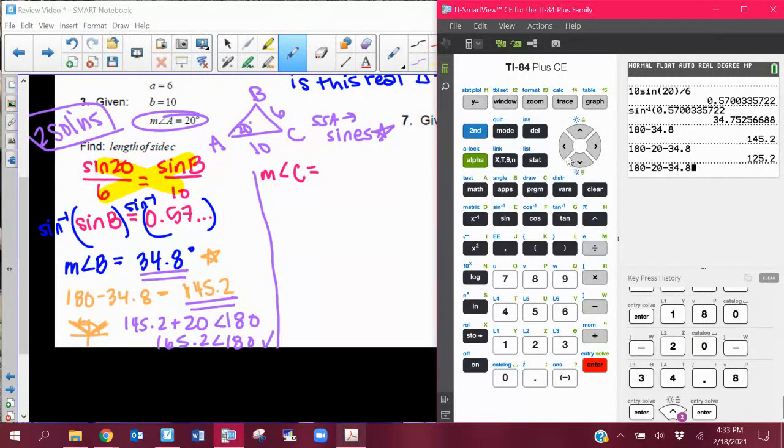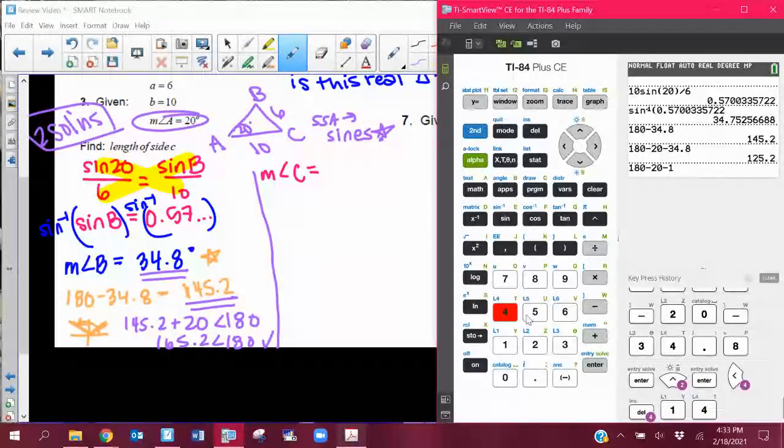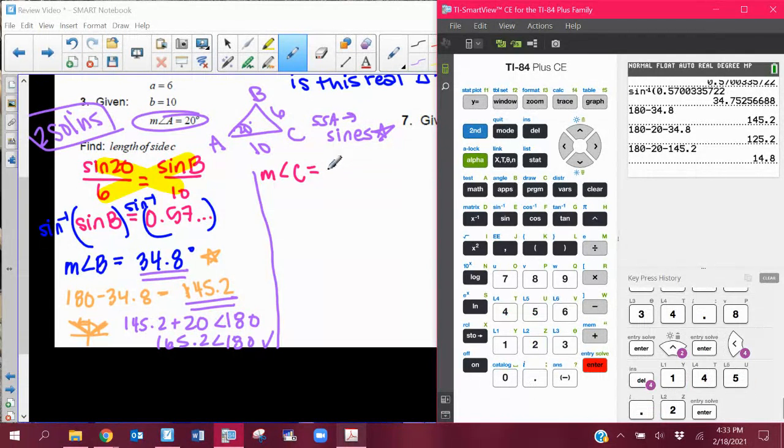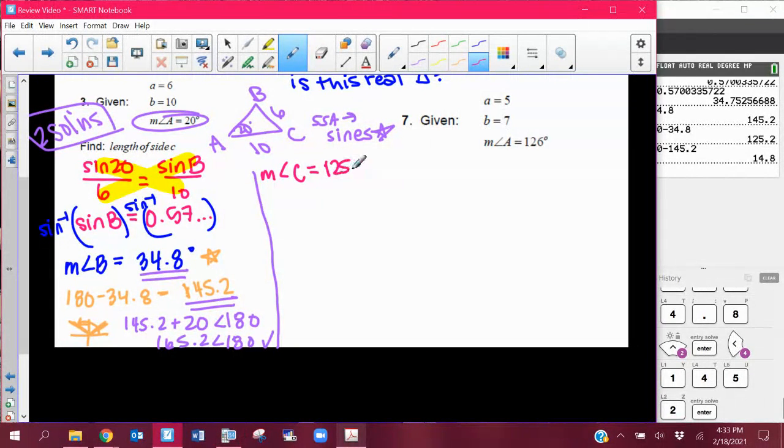Then my second angle, I'm going to erase this 34.8 and use that second one that I could have found. So this angle is going to be considerably smaller. So my two choices here are 125.2 or 14.8. And now I can set up my proportion one last time in order to find my side C.